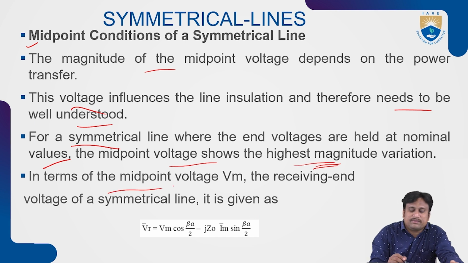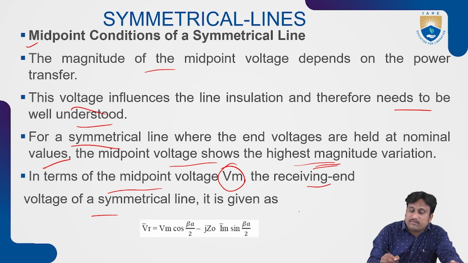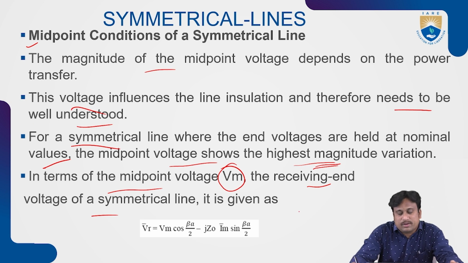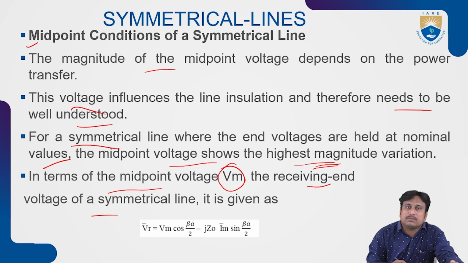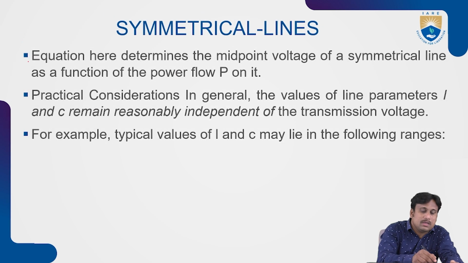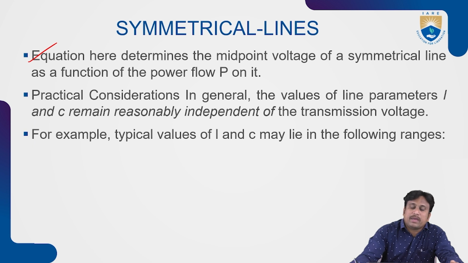If it is in terms of the midpoint voltage, it should be specified as Vm. The receiving end voltage of a symmetrical line is expressed as Vr = Vm cos(βα/2) − Z0 Im sin(βα/2). That is the representation of the equation for the receiving end voltage of the line. So this equation determines the midpoint voltage of the symmetrical line as a function of the power flow P on it.